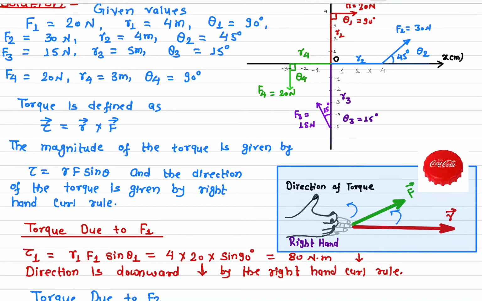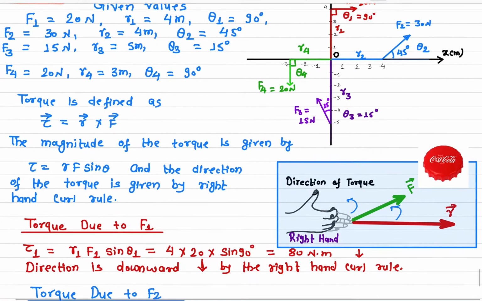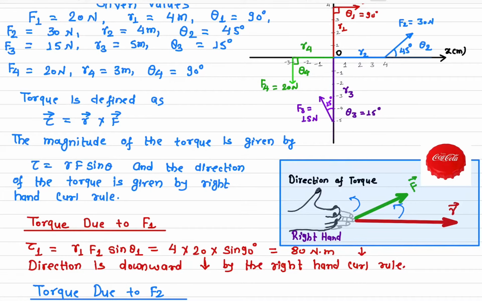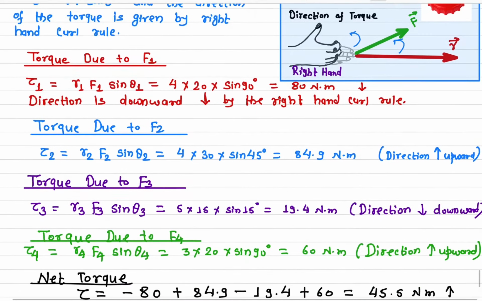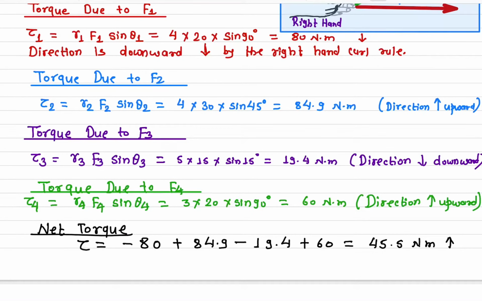Now let's again talk about the direction. So if I apply a force F2 at this point, what will this force do now? This force will open this one. It will move upward. So that means it will be coming out of the paper. The direction is out of the paper, or upward.